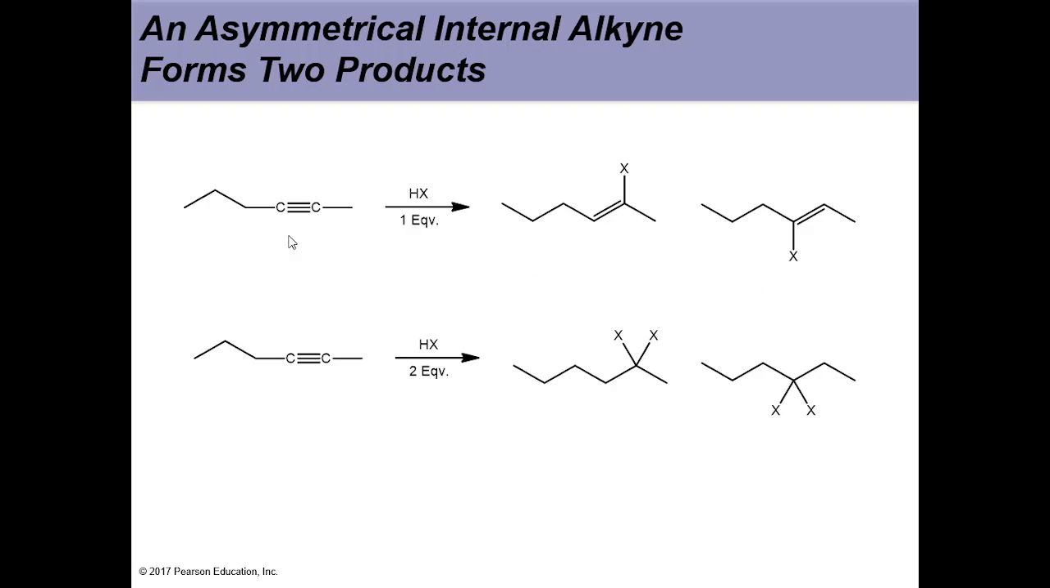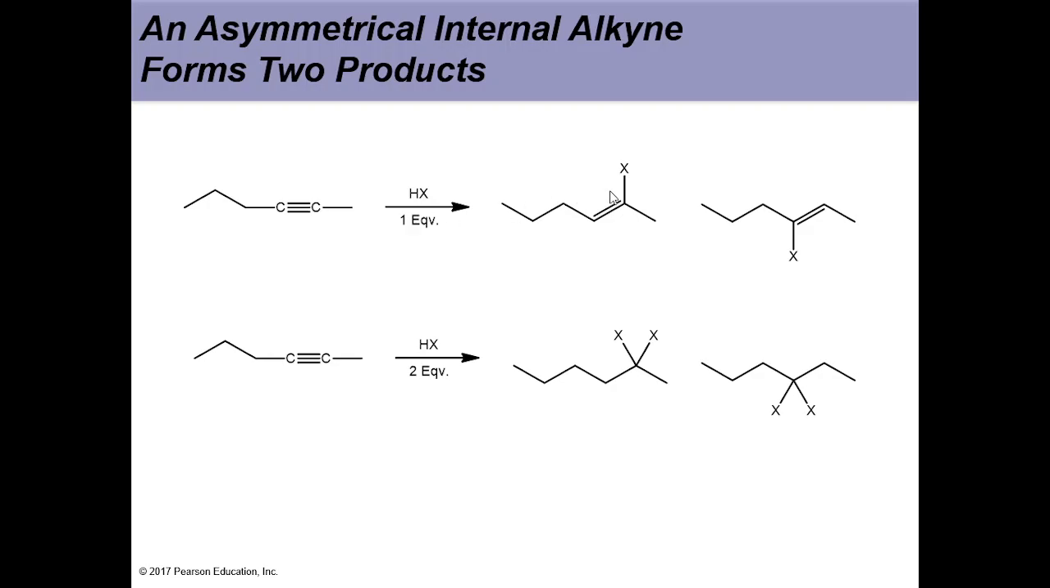Now, in this case, we're showing you an example of an internal alkyne with substituents on both carbons. Because of the equivalence of the substituents, these two carbons are not going to be selectively reacted with HX, which means you're going to have a 50% chance the halide will be attached to one carbon, and a 50% chance the halide will be added to the other carbon.